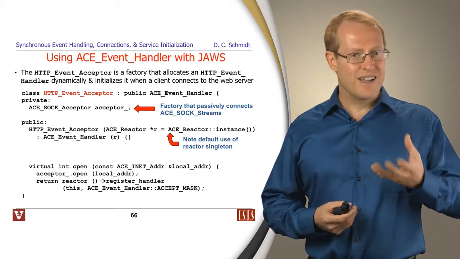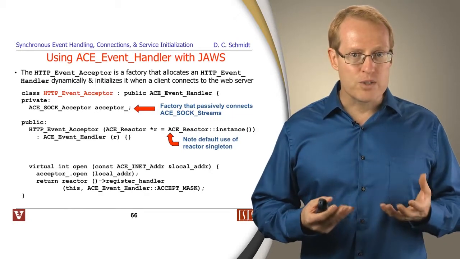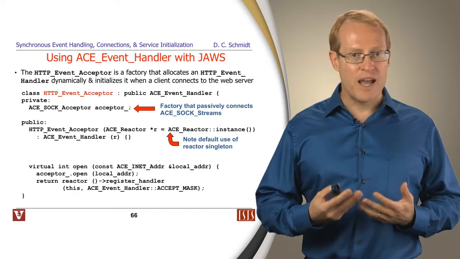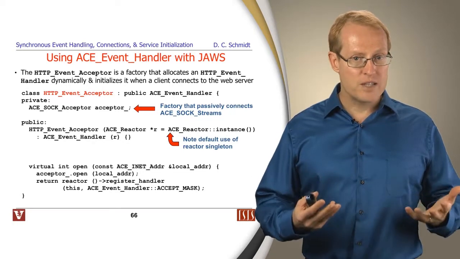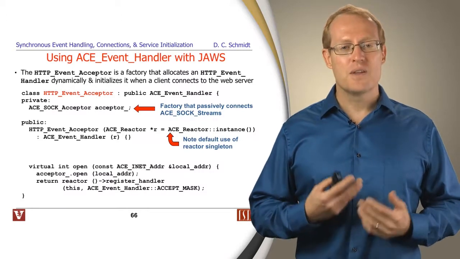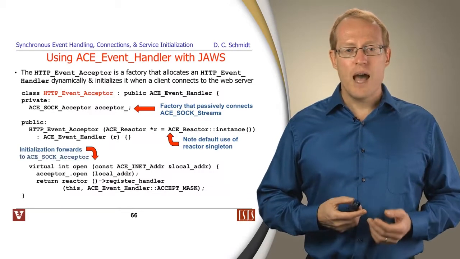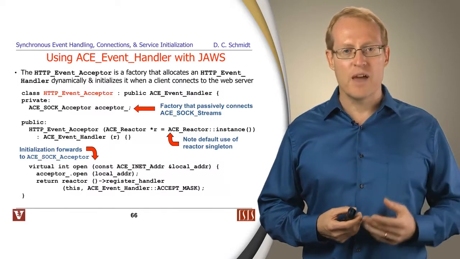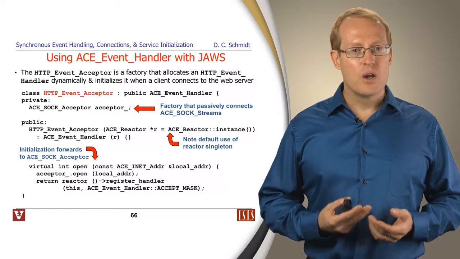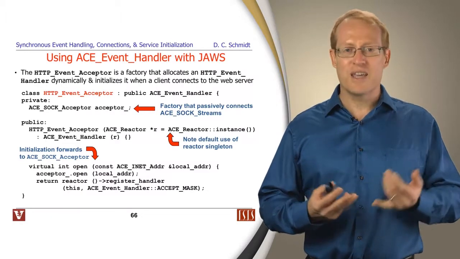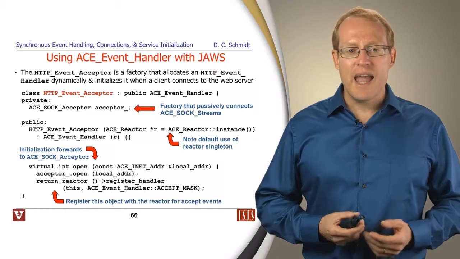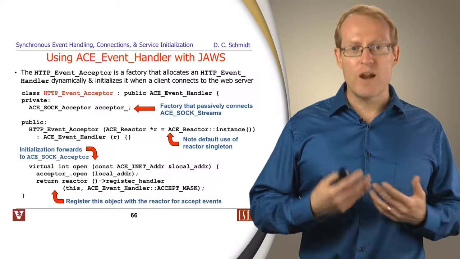We use the default reactor singleton, which allows us to have a single place where we drive everything by one reactor in our process. There are ways to override this if you don't like to use singletons. This is a very convenient way to do it. We then have an open hook method, which is going to be used to initialize the sock acceptor to listen on the right port. In this case, we would probably default to port 80, but you could override that if you wanted to. And then it'll also go ahead and register itself.